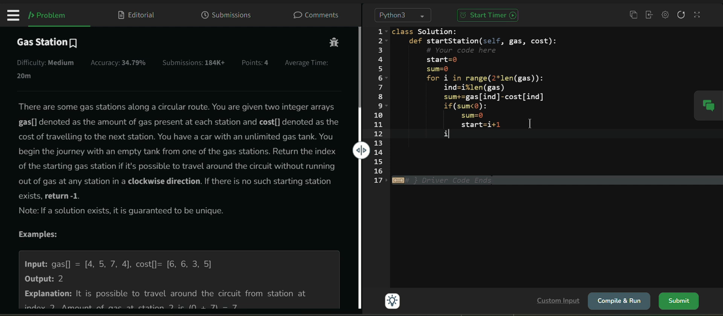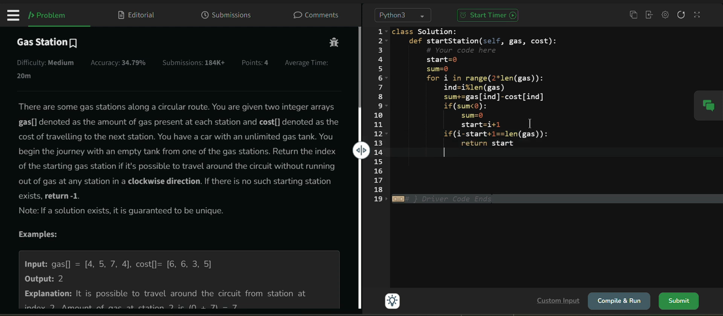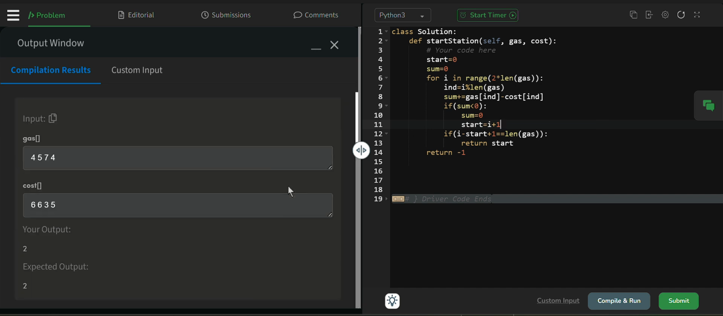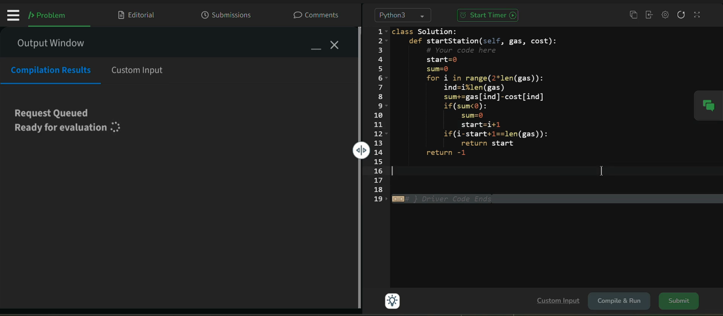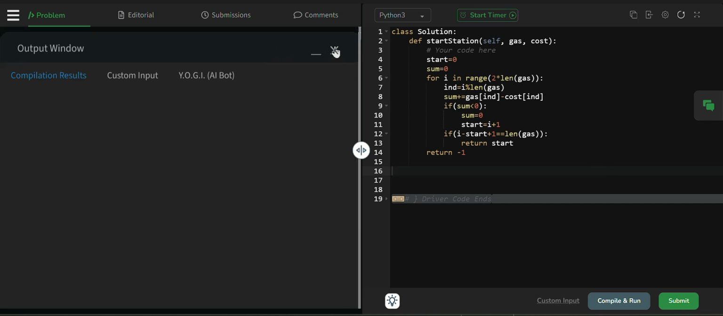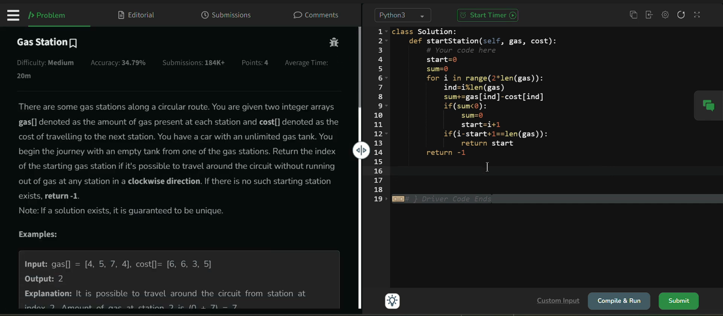Then again one if condition: if I have completed my complete journey from the starting index, and this condition is true, that means we can start with the starting index, else we will return -1 here. Let me check. Fine. So here the time complexity will be big O of n and the space complexity will be big O of 1.